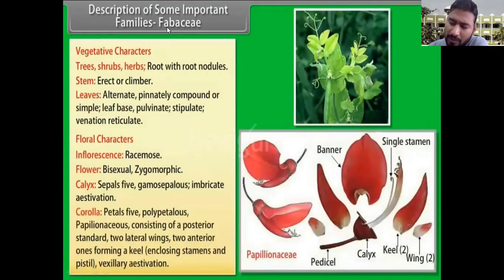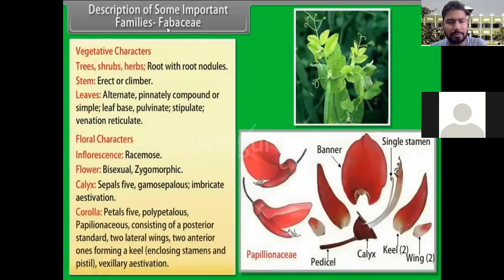Okay, now we are going to start. Just look, first is the vegetative character. Trees, shrubs, herbs, they are found in every form. Clear? So it may be tree form, shrub form, herb form, with root nodules on the root. Very, very important, root with root nodules. Okay, means they have a tap root.